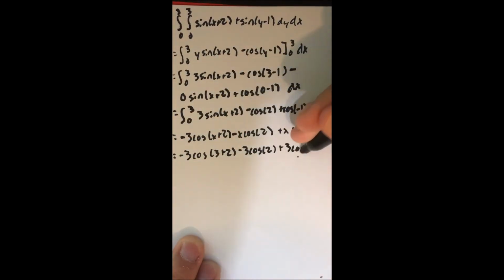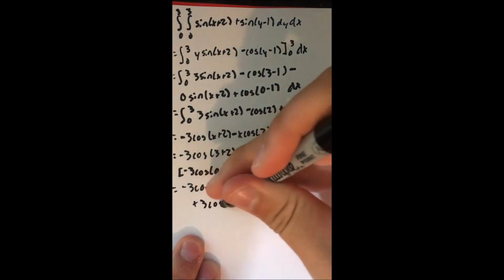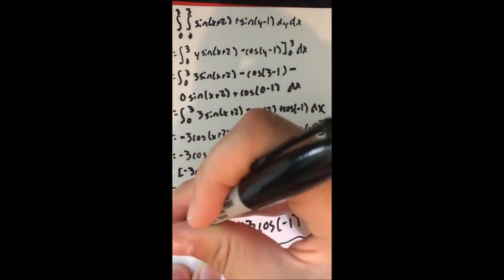And our answer is negative 3 cosine of 5 plus 3 cosine of negative 1, which was the total stink released. That concludes our pranks for this senior year. See you all next year.